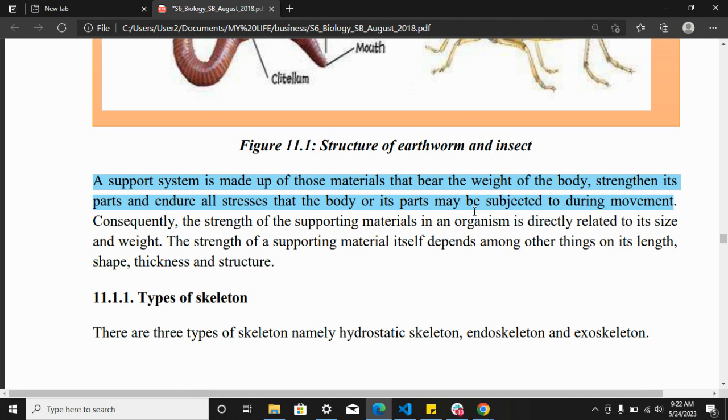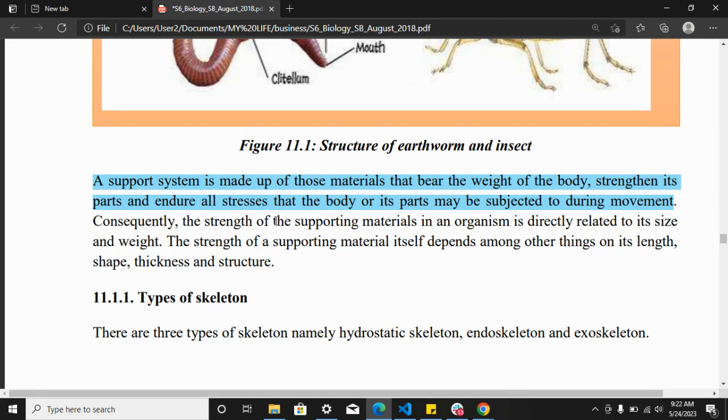So bivuze yuko skeleton simply ni nka framework of the body, niyo itanga shape, niyo itanga an object kuba iri upright cyangwa kuba ifite a certain state of potentiality, ni nayo itanga support mu gihe umuntu ari kumoving, sibyo? It supports movement, it supports the shape, it gives the structure or the shape of an organism. Actually it's a framework and the support.